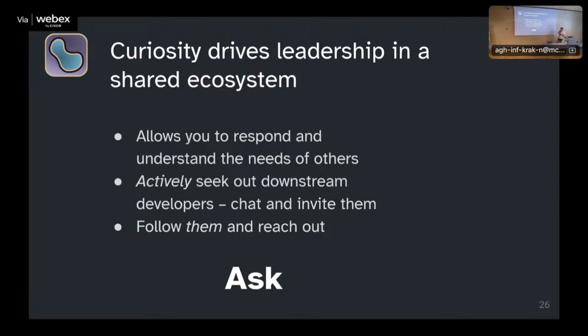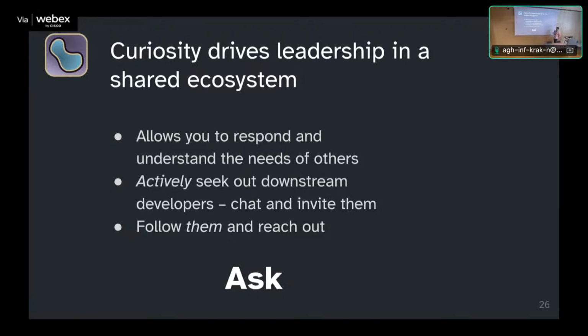I think the other part that I've learned is related to leadership and this whole project in general, which is that curiosity is actually what drives a shared ecosystem. So if I were just to do this work, especially because a lot of people thought about things 4 years ago and how things should work, and I just went with that, it wouldn't meet the needs of our community today. And so curiosity is a way that people would see that I continued to care, and it allows you to respond and understand the needs of others.